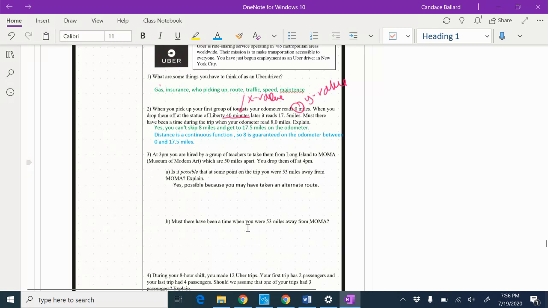Must there have been a time when you were 53 miles from MoMA? So did you have to do that? And the answer is no, right? You could have gone straight there. So my extra little addition to this is that 53 miles isn't guaranteed. You are guaranteed everything between 0 and 50, but not 53. So 53 miles, not a guaranteed distance on our interval from 0 to 50.